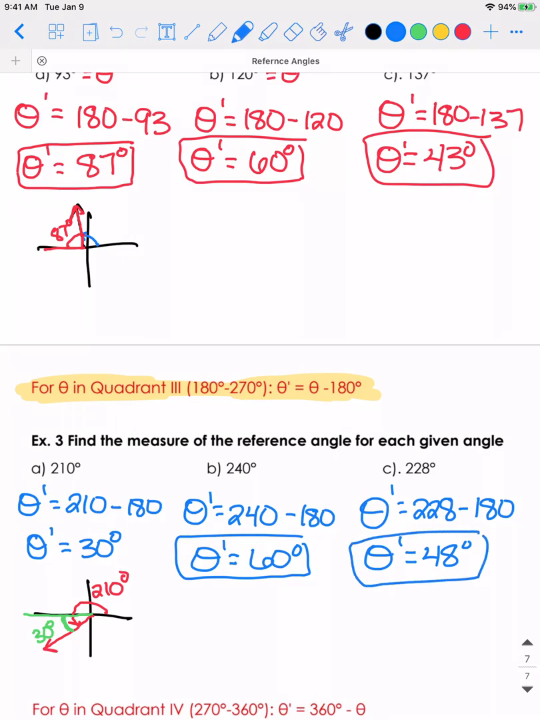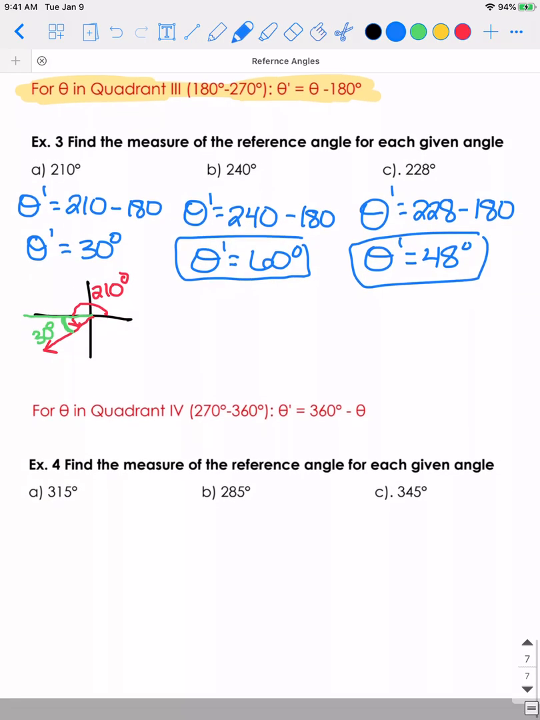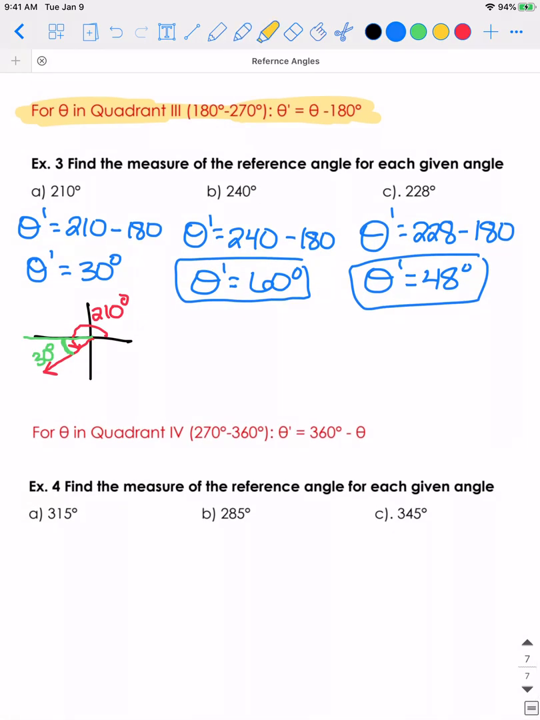Okay, and our last little bit is quadrant 4. When it's in quadrant 4, now we're going to take 360 degrees and subtract theta from it. The x-axis that's closest to it would be this one right here, and it would be one full rotation around. That's why we're doing 360 degrees.